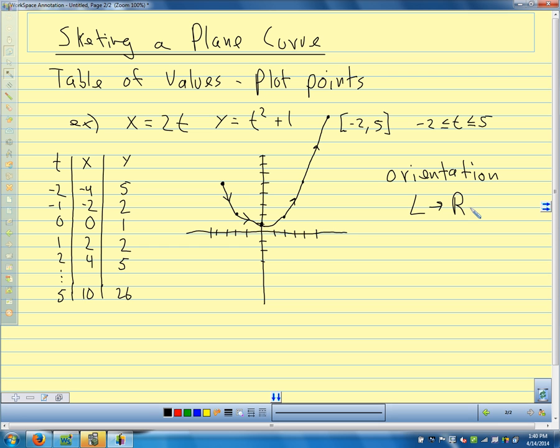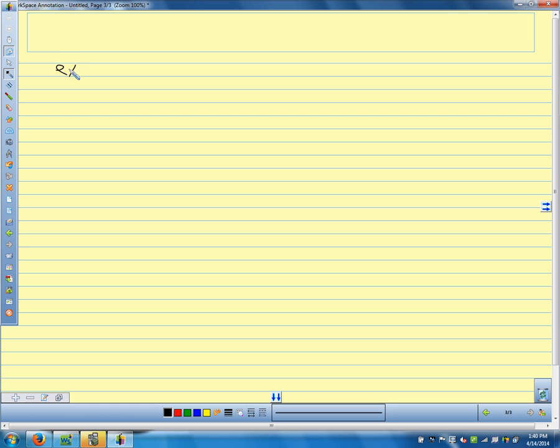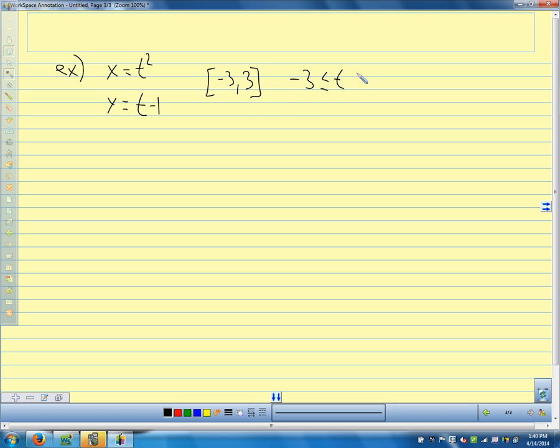Let's take a look at how we use our calculator. Our calculator is nice. It will let us sketch parametric equations. All right. Let's look at another example. This time we'll do it in our calculator. So let's say we want to sketch x equals t squared and y equals t minus 1. And our interval is on -3 to 3. So this is telling us -3 is less than or equal to t, which is less than or equal to 3.